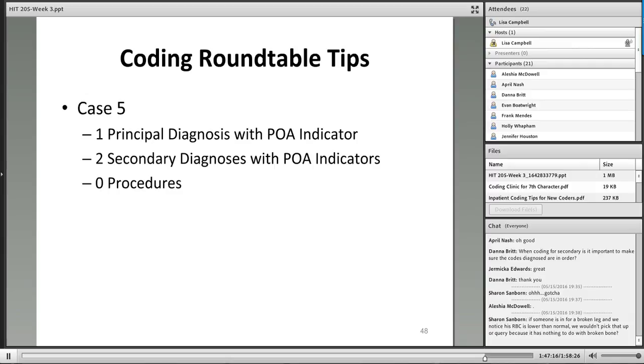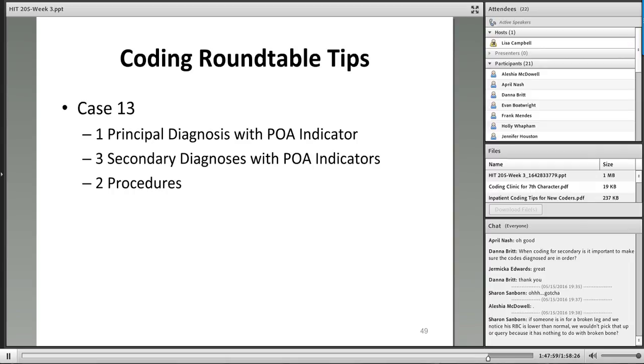Now, as it relates to the wrist fracture, I have uploaded for you a document called Coding Clinic for 7th Character. The Coding Clinic for the 7th character is very important for this case to ensure that your 7th character is appropriate for this patient's case. So for case number 5, that's all you need to code. The alcoholism, the wrist fracture, and then there's a Z code for the counseling for someone who is an alcoholic. That was the easy one.